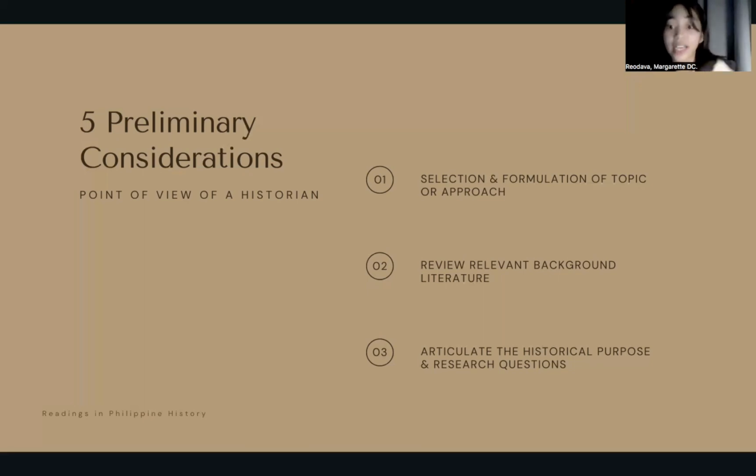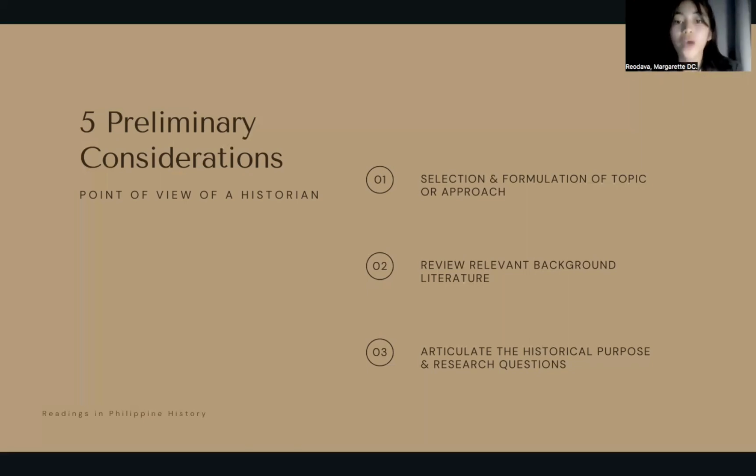We must also assess the information that is gathered from those sources, kung credible ba sila, kung authentic sila, kung dapat ba silang pagkatiwalaan. We must also locate from those sources any research gaps. Kasi lahat naman ng research papers may gaps, and we must be able to identify those research gaps in order to address those problems and answer those problems in our historical research. And lastly, we must establish a structure in order for us to be organized in our whole paper.